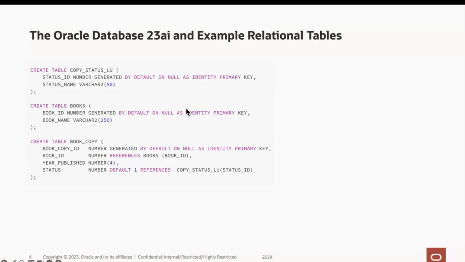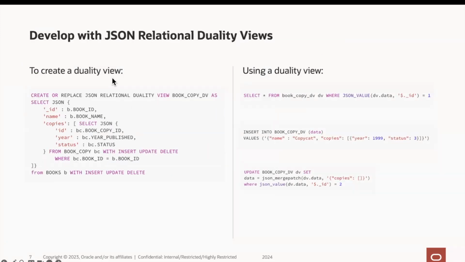Here we have three relational tables that we will use for this video's examples: books, copies of books available, and a lookup table for their status. From those relational tables, we can create a relational duality view using the SQL here on the left. Book copy DV is a JSON document of each book and a list of copies available. Once created, you can interact with the duality view normally with select, insert, update statements as shown here on the right side of the slide.